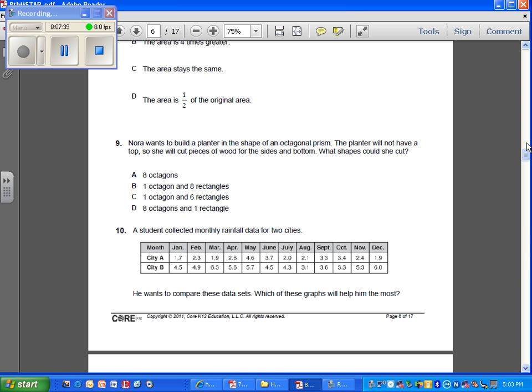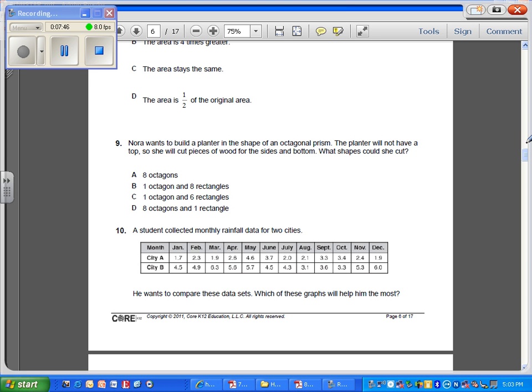All right, number 9. Nora wants to build a planner in the shape of an octagonal prism. The planner will not have a top. That's key. No top. So she's going to cut pieces of wood for the sides and the bottom. What shape should she cut? Well, octagonal is our base shape, so we're going to have 1 octagon. So A and D are out. And if I have an octagon, I know that's 8 sides, so I'm going to need 8 rectangles, so that's my answer. It's not C.